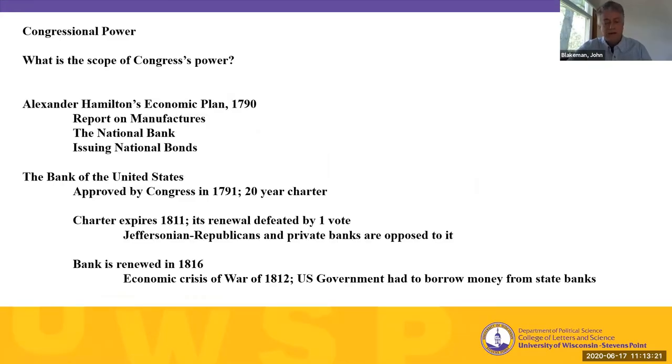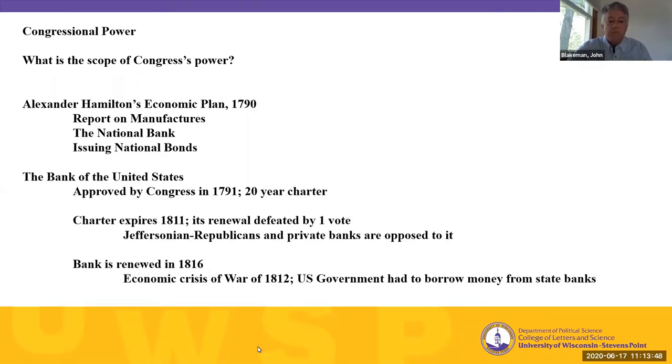To 1790 and Alexander Hamilton's economic plan. And if you have seen the musical Hamilton, which I have not, and I would absolutely love to see it, part of that musical is about Alexander Hamilton's economic plan and how he's trying to convince George Washington and Washington's cabinet to adopt it. McCullough versus Maryland deals with one of the aspects of that.